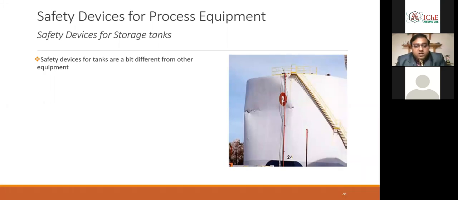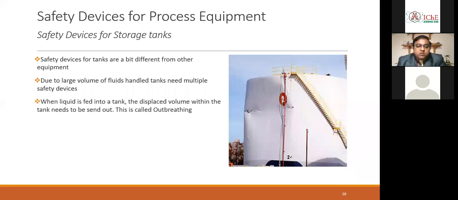So safety devices for tanks are a bit different from other equipment. Due to the large volume of fluids handled, tanks need multiple safety devices. When liquids are fed into the tank, the displaced volume within the tank needs to be sent out. Otherwise, it can burst. So this throwing out is called outbreathing.